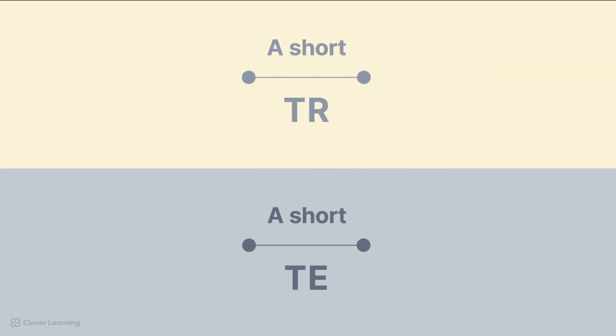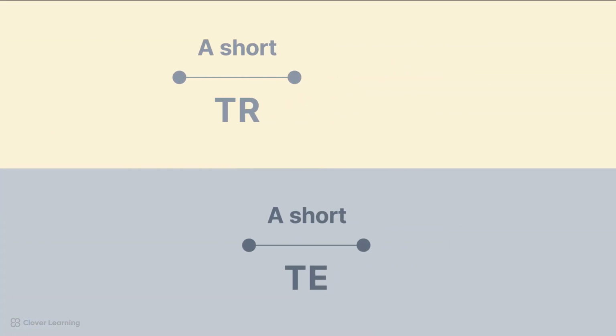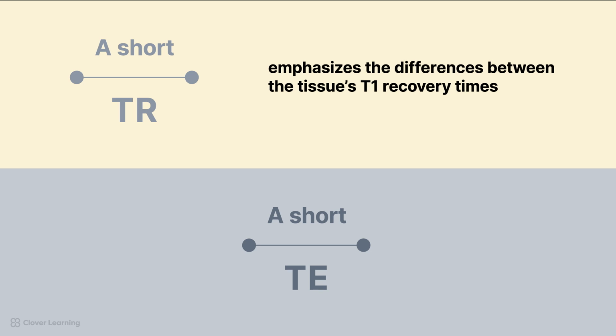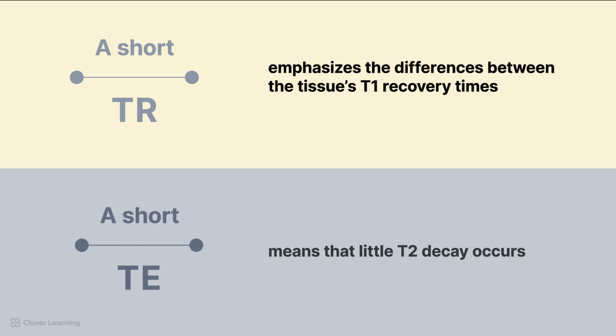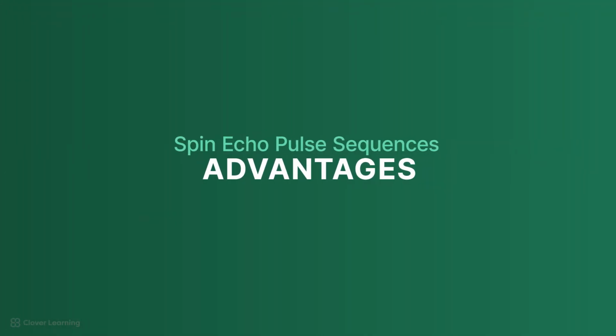Since the NMV of fat and water recover at different rates, a short TR emphasizes the differences between the tissue's T1 recovery times, while a short TE means that little T2 decay occurs, so the differences between the tissue's T2 decay times are minimized. Let's discuss the advantages and disadvantages of conventional spin echo pulse sequences.